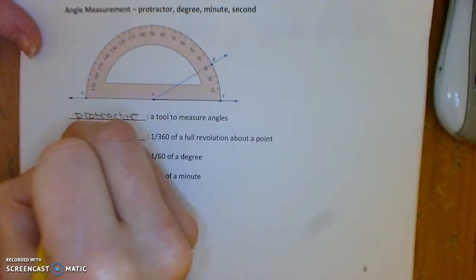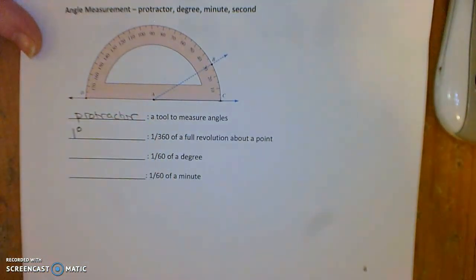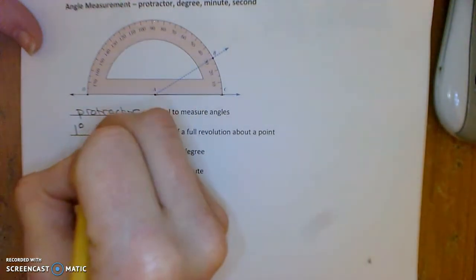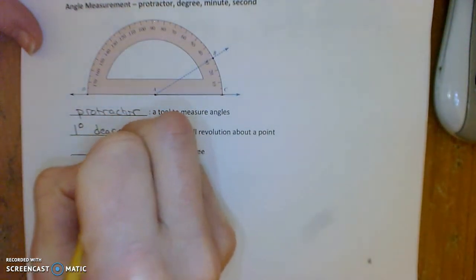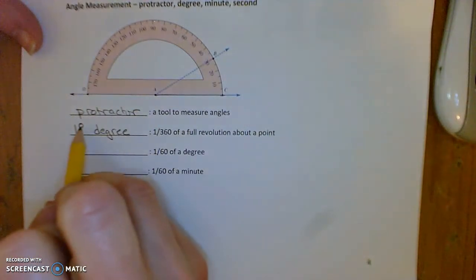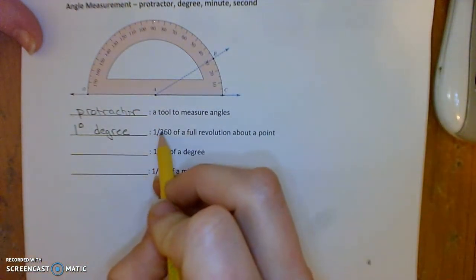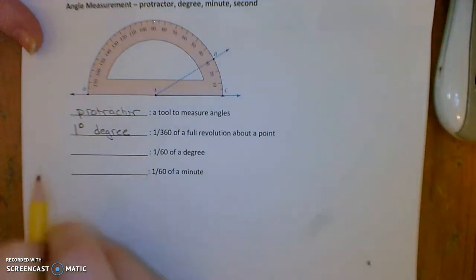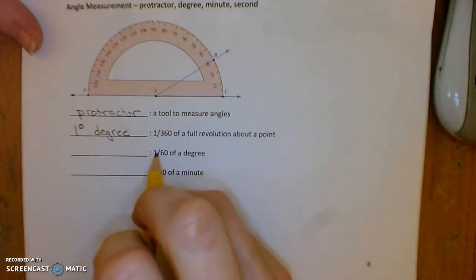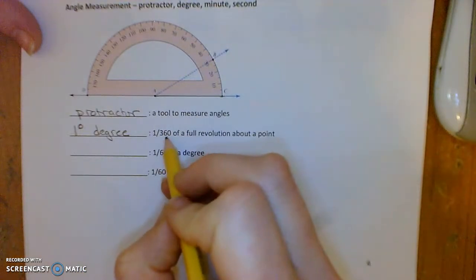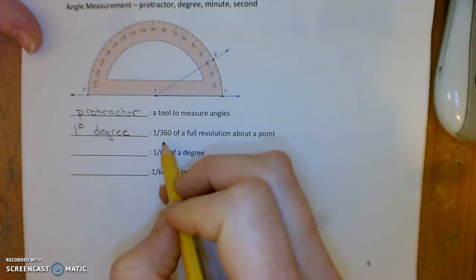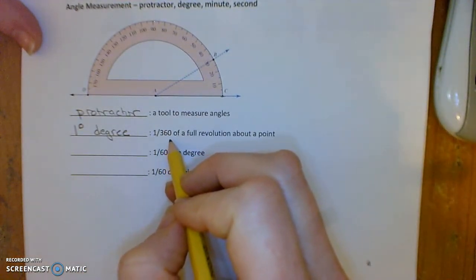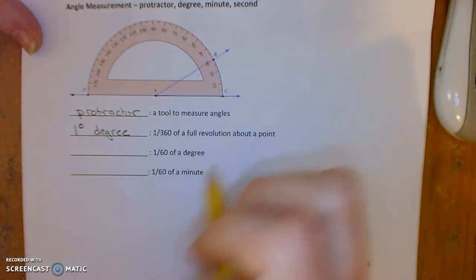All right, 1 degree. One of the units of measurement that we use to measure angles is degrees, and we indicate the degree by this little circle. Because there are 360 degrees in a full revolution, 1 degree is 1/360th of a revolution. And that 360 degrees in a circle came from the Mayan calendar, where they had 360 days in a year.